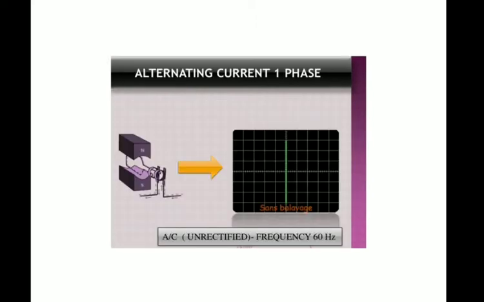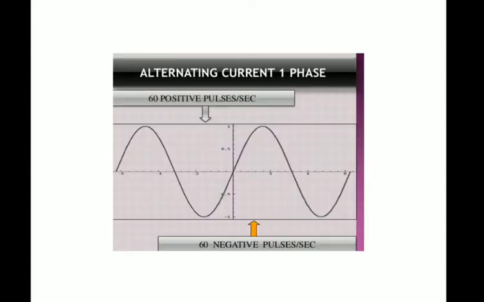So this is the alternating current in single phase. It is an unrectified 60 Hz frequency waveform or supply. This is the alternating current single phase, 60 positive pulses per second. That means in the 60 Hz supply, it has 60 positive pulses and 60 negative pulses.